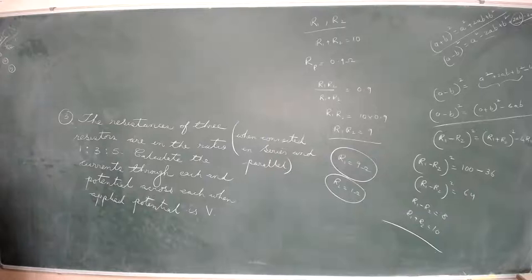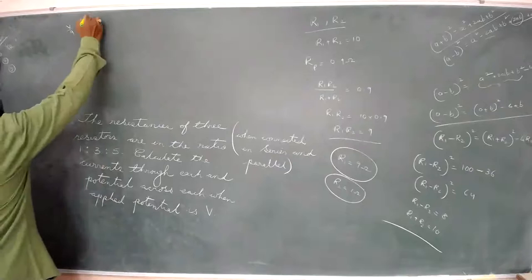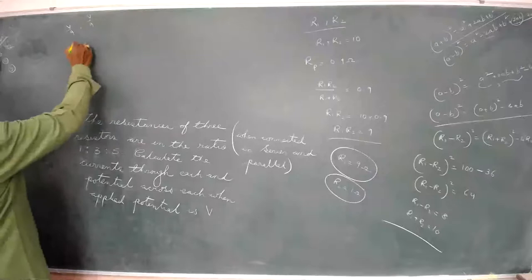Should I work it out? Getting? Yes. Sahana, tell your answers. Current is what? Series combination: V by 9R. Current is V by 9R. Potential across the first is V by 9. Current passing through the second: parallel connection or series connection? Series, so V by 9R.